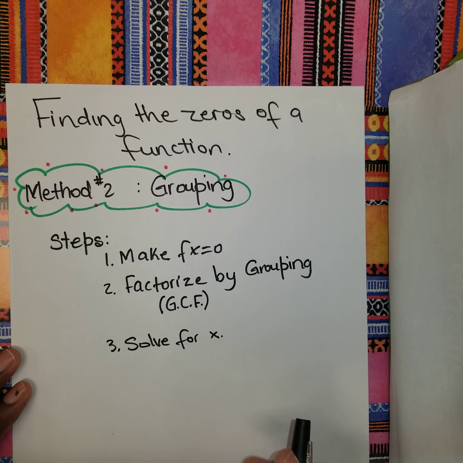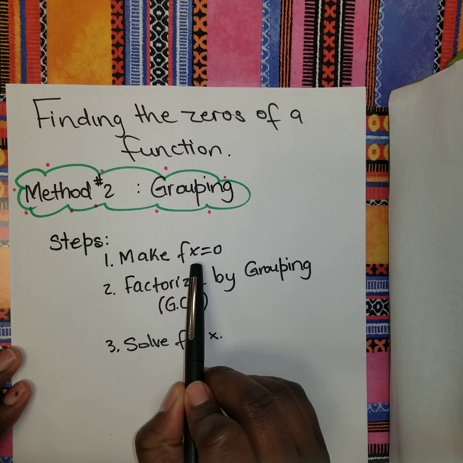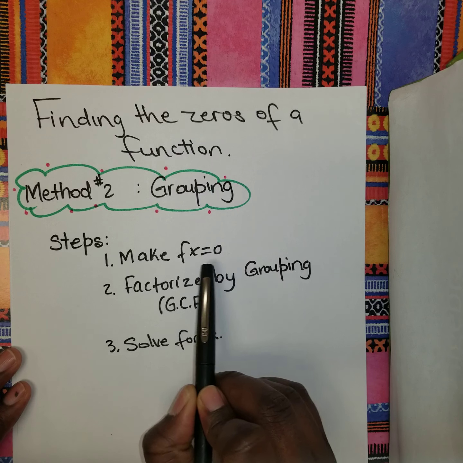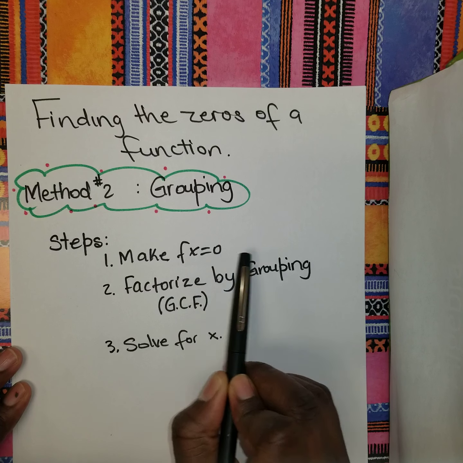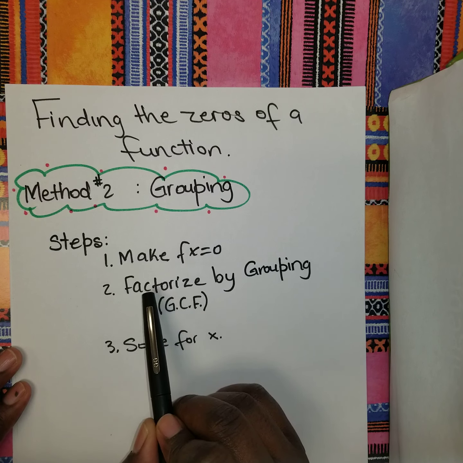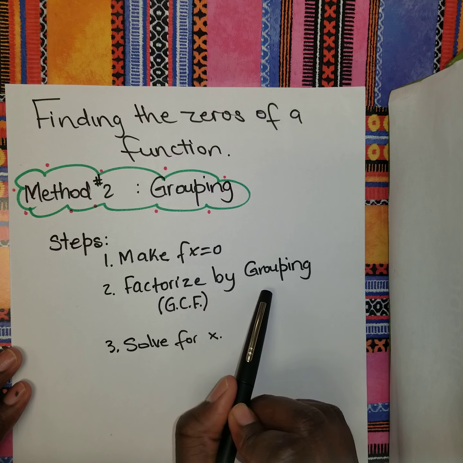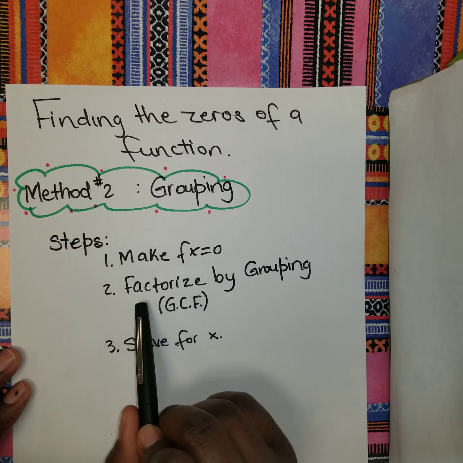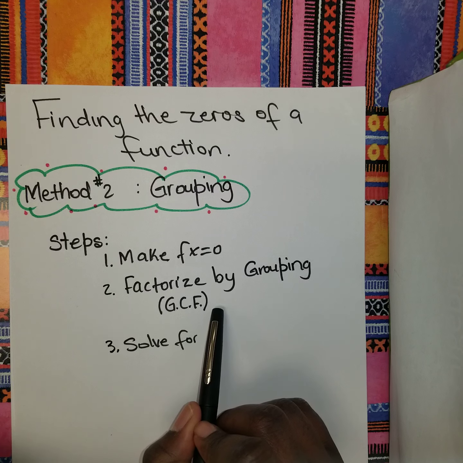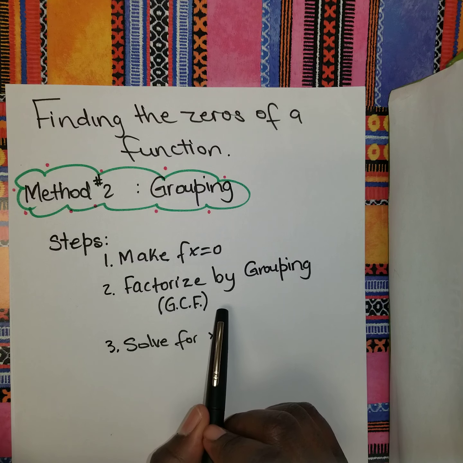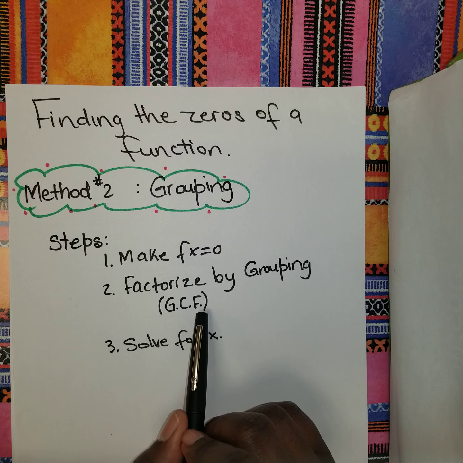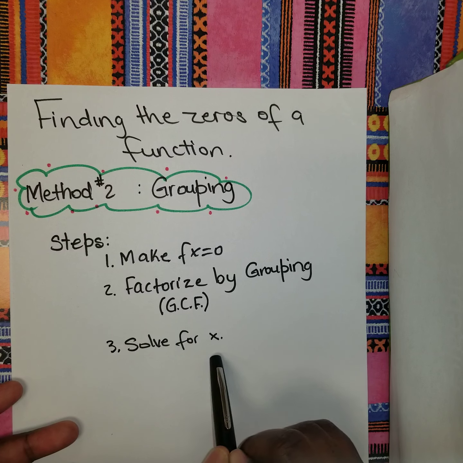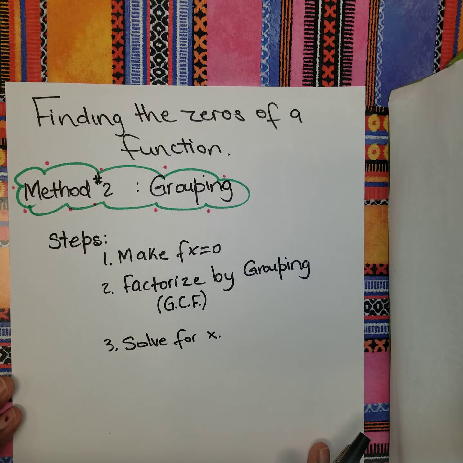So first, I have a few steps here. We make f of x equal to 0. Whatever function you get, you equate that to 0. The second thing you do is factorize by grouping. When you're factorizing, you can group two terms, you can group three terms, or whatever way you can group it, just group it and factorize it. Next, you solve for the missing variable. In most cases, you're going to solve for x.